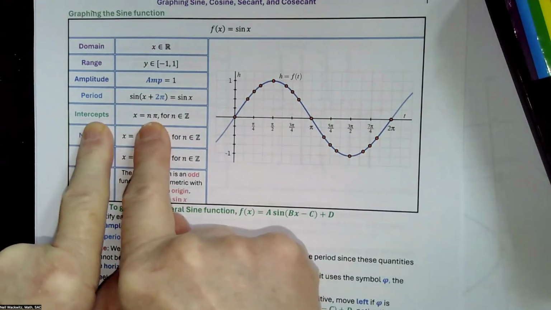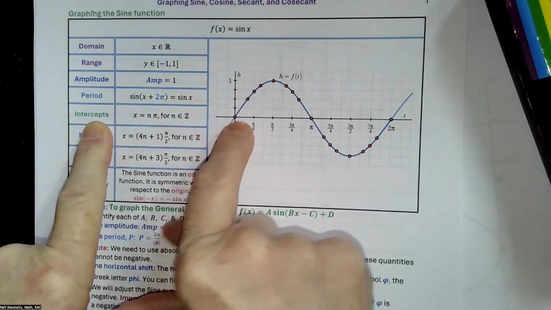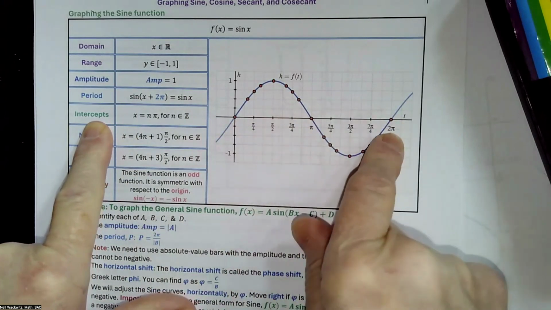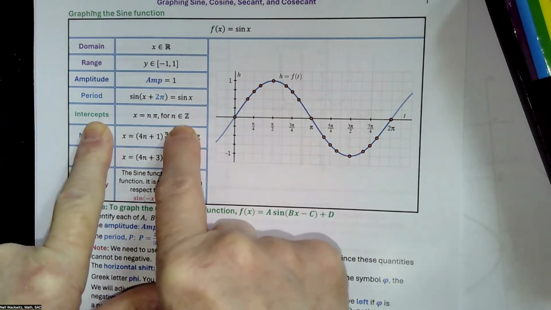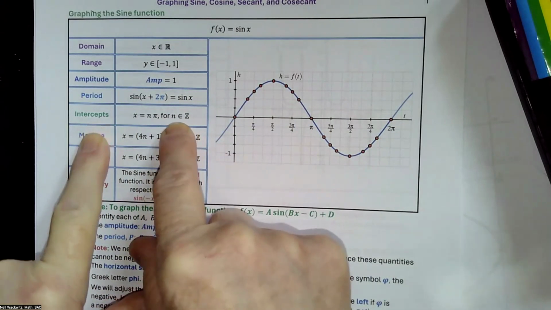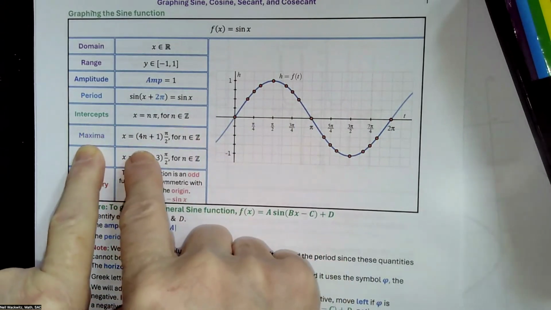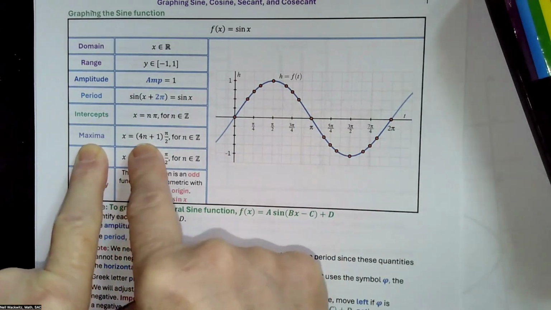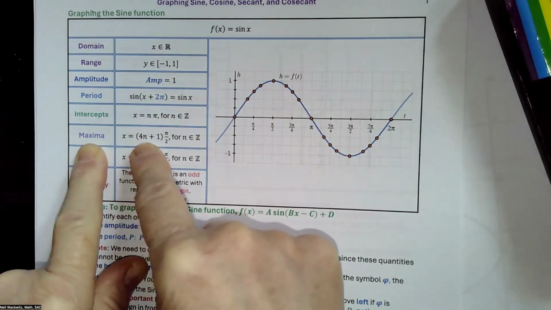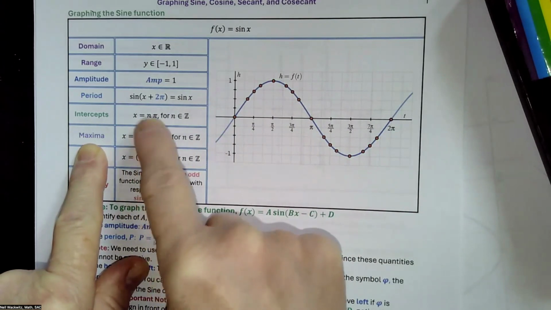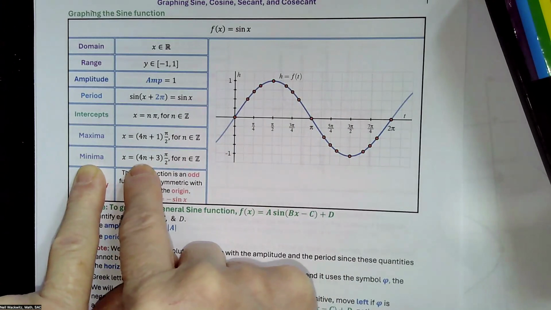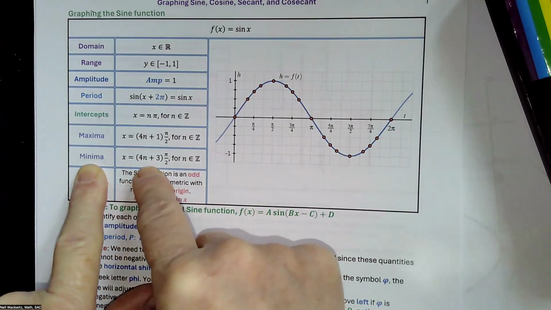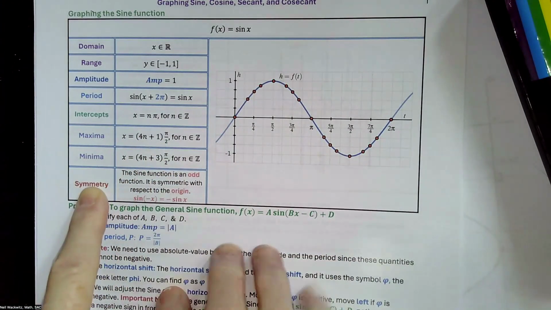We have intercepts for the sine at every single multiple of pi, so n times pi for any integer n. The maxima occur at the odd numbers of the form 4n plus 1 times pi over 2. And the minima occur at the odd numbers of the form 4n plus 3 times pi over 2.